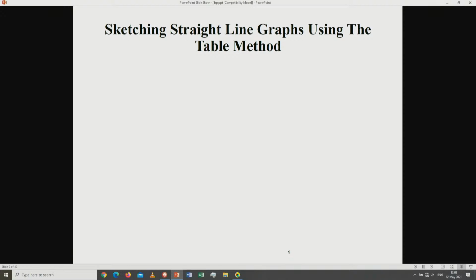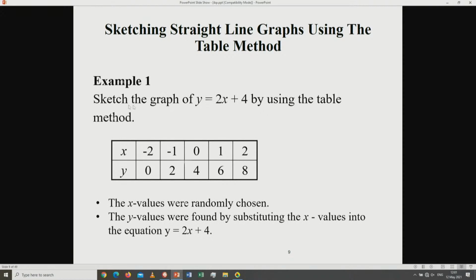Therefore, this is my objective for this lesson. By the end of the functions, if all of you can do the 3, then I would say we have achieved our objective. Very important for the functions in grade 10, grade 11, as well as grade 12. Now, what we're going to do is sketch a straight line graph using the table method. We are starting it from grade 9. Now this is what you did.